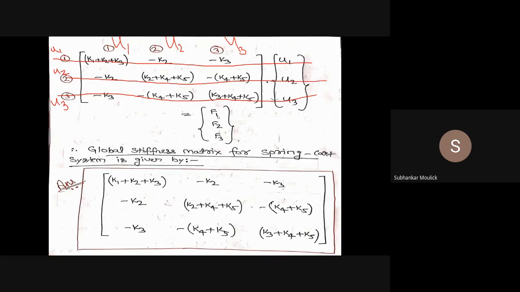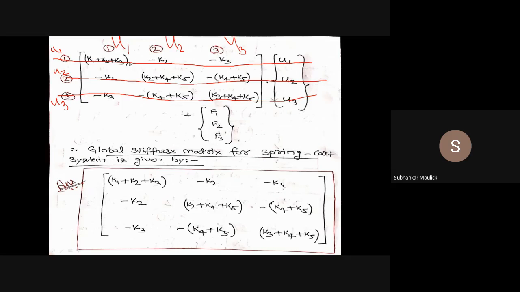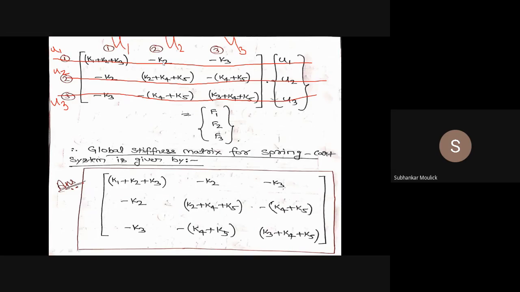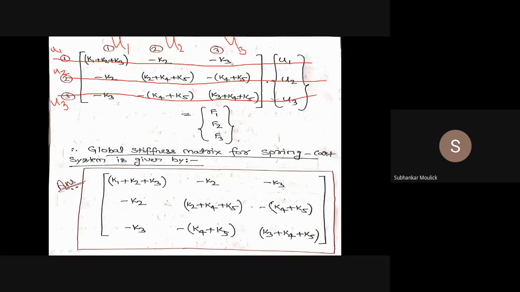So corresponding to F1 along this row, I will write K1 plus K2 plus K3 for u1, then minus K2 for u2, and minus K3 for u3, into u1, u2, u3 equal to F1, F2, F3.